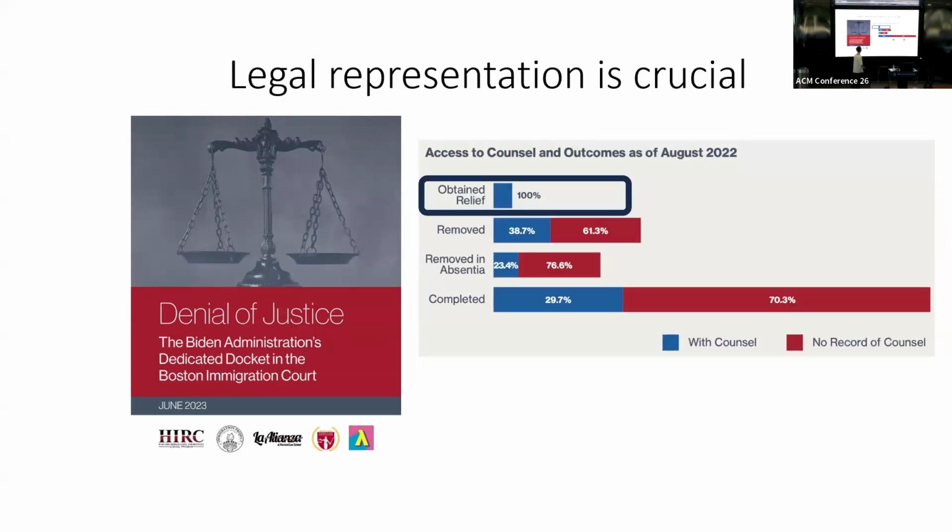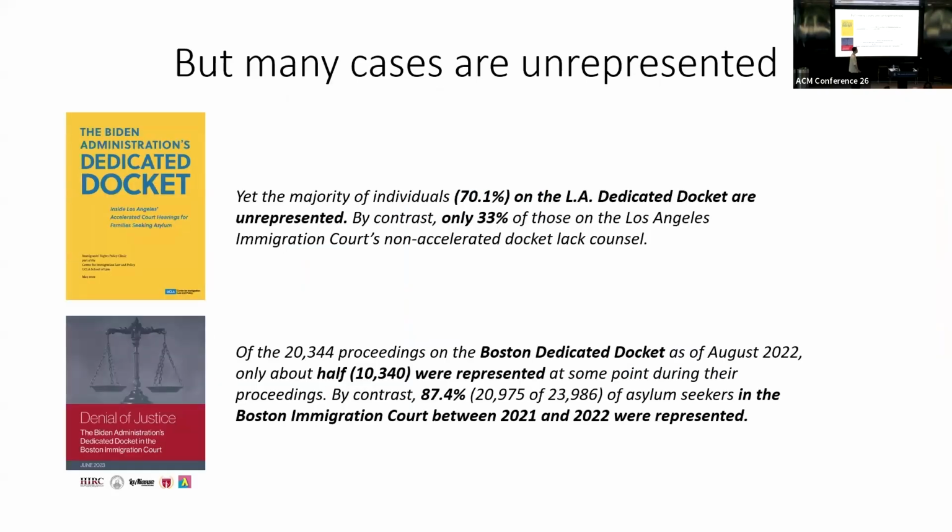What the Harvard Law School report found out is that for cases on the dedicated docket, 100% of those who eventually obtain asylum had access to legal counsel. So legal representation is crucial to get asylum. But the fact is that many cases are unrepresented. For the Los Angeles dedicated docket, 70% of them are unrepresented, while the number is only 33% for cases on the regular docket. The same thing happened in Boston, where half of the cases on the dedicated docket were unrepresented. But for the entire immigration court, that number is only about 13%.